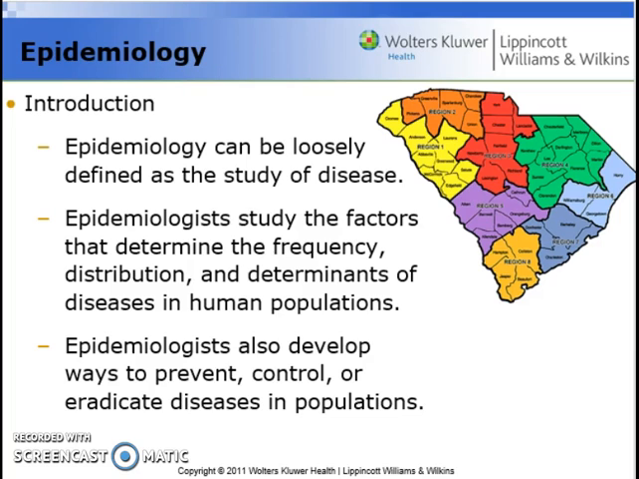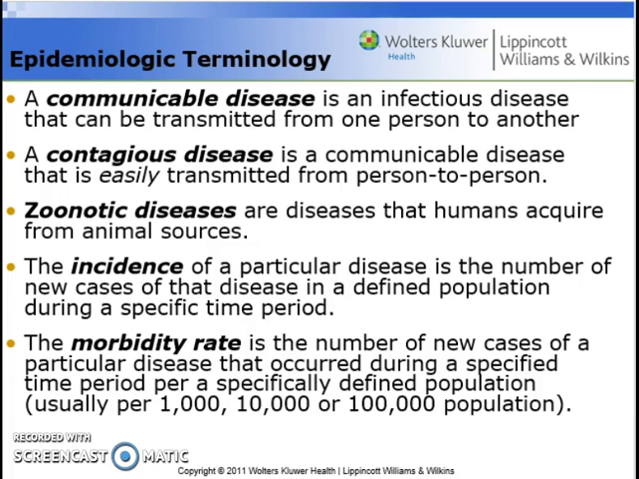Okay, so that's just the role of epidemiologists and what epidemiology is, which is essentially the study of disease within a population. Some terminology that you should be familiar with includes things like morbidity rate, incidence, prevalence, point of prevalence, contagious disease, communicable disease, as well as zoonotic disease. I'm sure you've heard these terms before, but let's go ahead and define them.